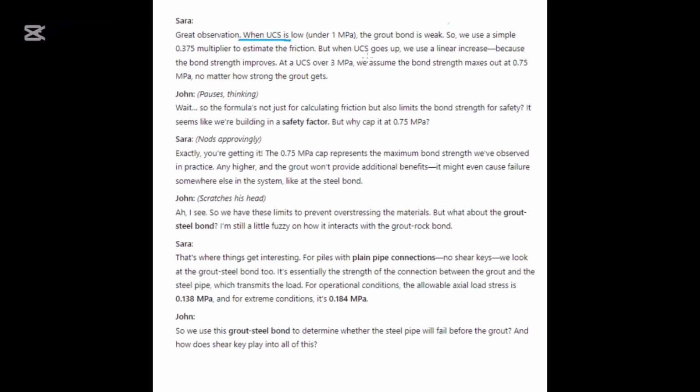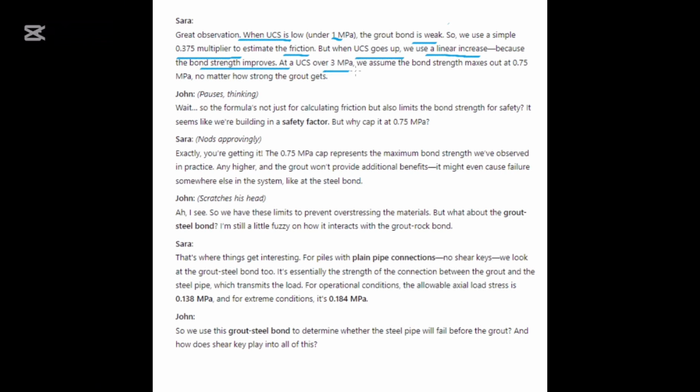Great observation. When the UCS is low, such as under 1 MPa, the grout bond is weak. So we use a simple form multiplier, 0.375 times multiplier, to estimate the friction. But if the UCS goes up, the friction increases. We use a linear increase because the bond strength improves.